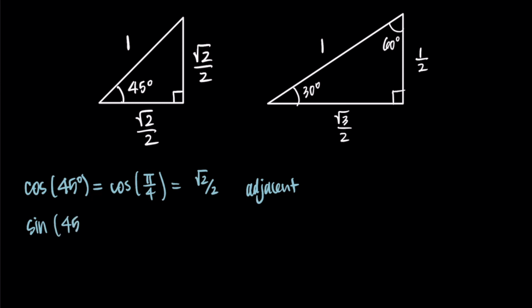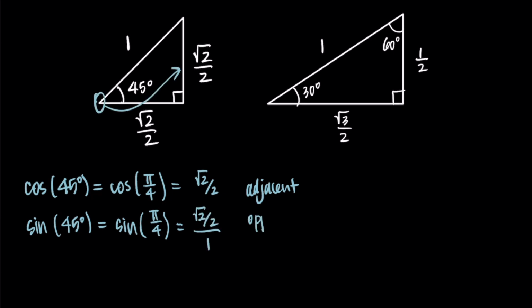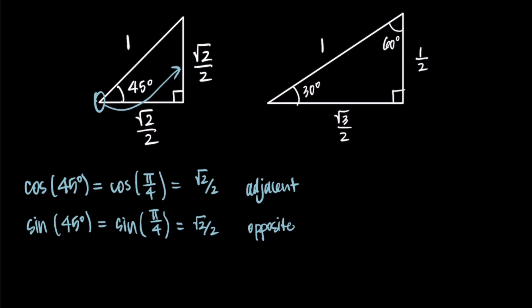Then for sine, we would say that sine of 45 degrees, or sine of pi over 4 in radians, is the opposite over the hypotenuse. So square root of 2 over 2, all over 1. Whenever we divide by 1, it stays the same. We're taking something and dividing it into one piece, so nothing changes. And so the sine is square root of 2 over 2. So the cosine and the sine are the same for 45 degrees.